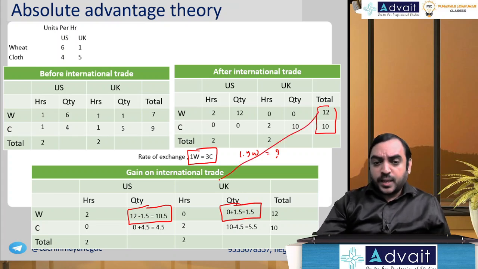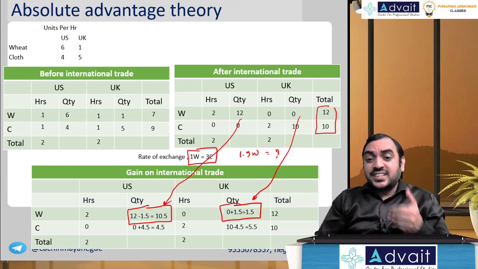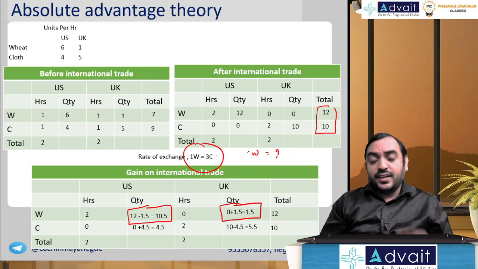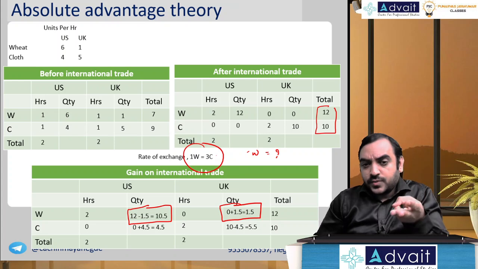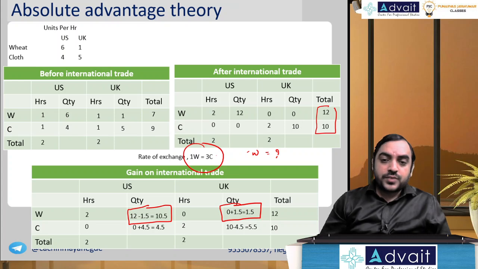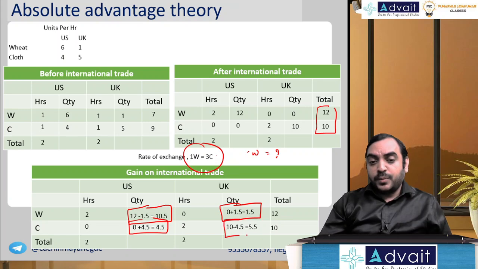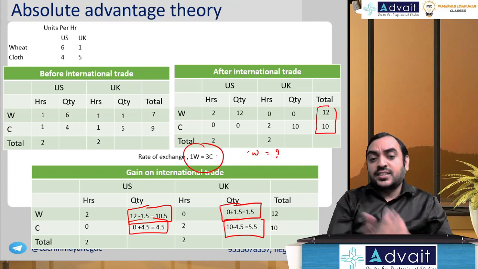Understood? So 12 became 10.5. Sorry, this 12 became 10.5 and this 0 became 1.5. Minus for one, plus for another. And when you give up wheat, you get something. What do you get? Cloth. What is the terms of trade? Rate of exchange. 1 wheat is 3 cloths. You have given up 1.5 wheat, basically 3 times. So how much cloth do you get? 3 times 1.5, you get 4.5. So you get 4.5 plus here, and the same thing will be minus for UK. So this is how you can exchange the products among yourselves.